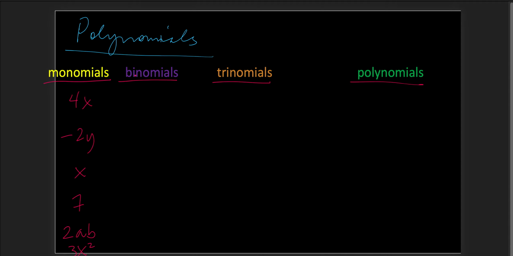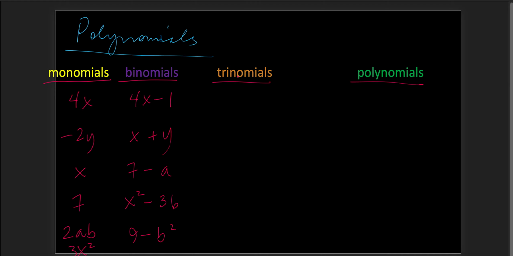Terms are separated by plus or minus. So with binomials, something like 4x minus 1 is a binomial, x plus y, because there's two terms. So binomials, and terms are separated by plus or minus. 7 minus a, x squared minus 36. These are all binomials. 9 minus b squared, I don't know.